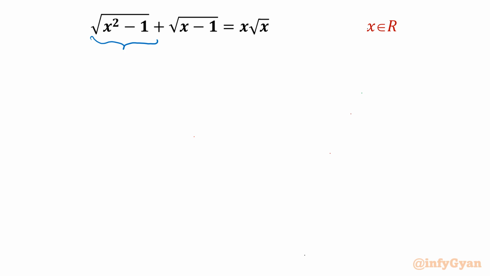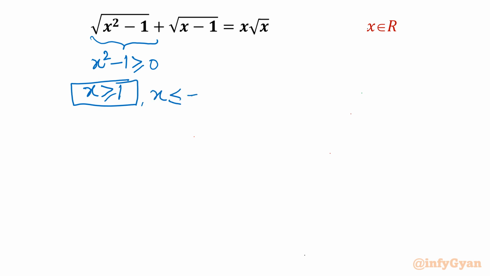Square root is involved, so x square minus 1 should be non-negative. This is what we know. Let's apply here the a square minus b square formula: x square minus 1 is x plus 1 times x minus 1, greater than or equal to 0. Once you find out through the number line the condition, it would be x greater than or equal to 1 or x less than or equal to minus 1. This condition is from the first square root.